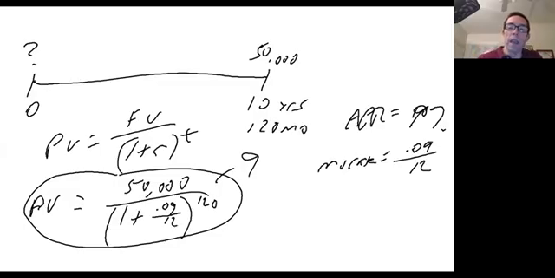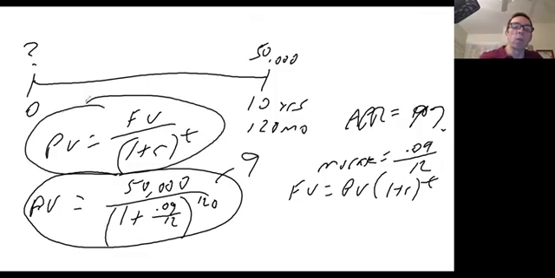We have that the future value is equal to the present value times 1 plus r to the t. And we have that the present value is future value divided by 1 plus r to the t. Well, what happens if we want to solve for r?